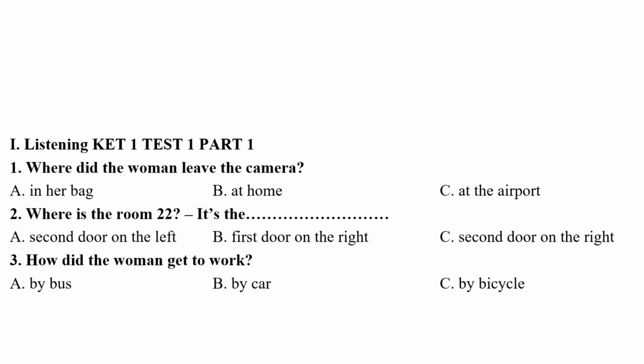Five. How did the woman get to work? Oh, the traffic's terrible today. Yes, it took me 40 minutes by bus. Well, I drove and it took me an hour. An hour? It's probably quicker by bicycle.